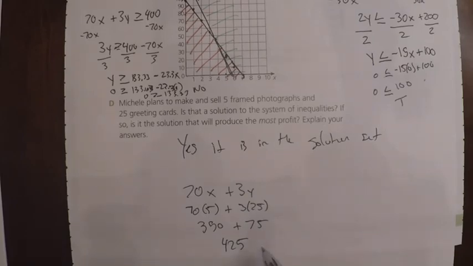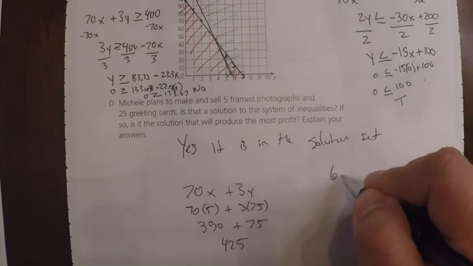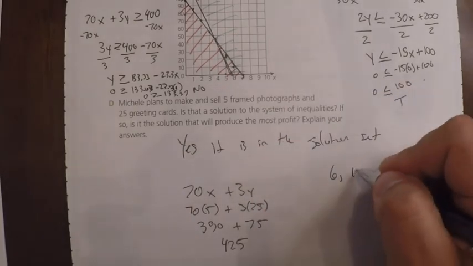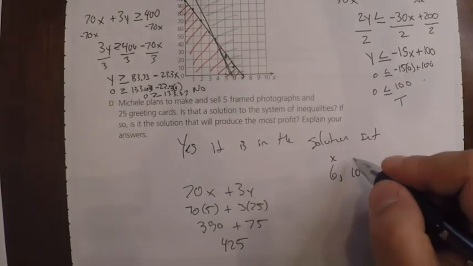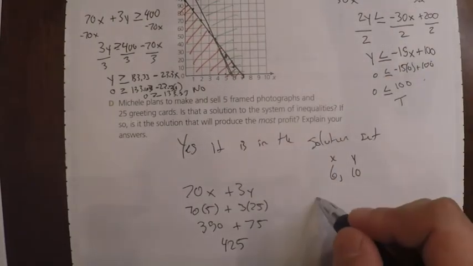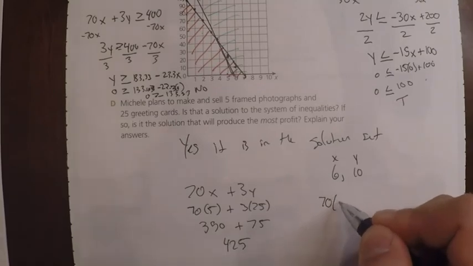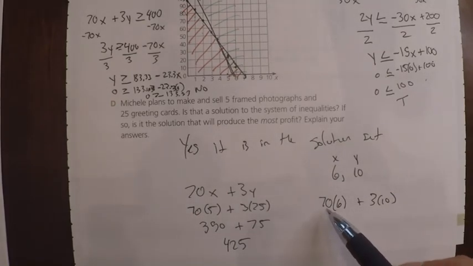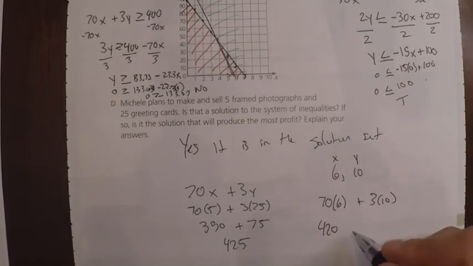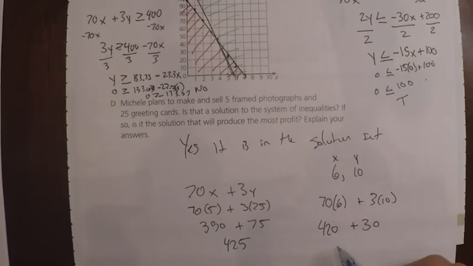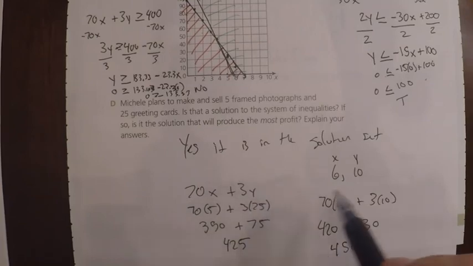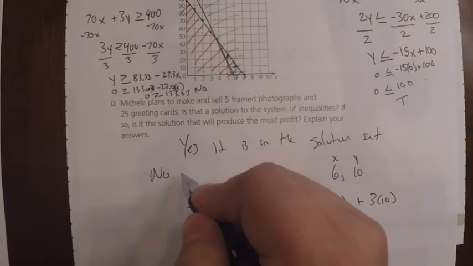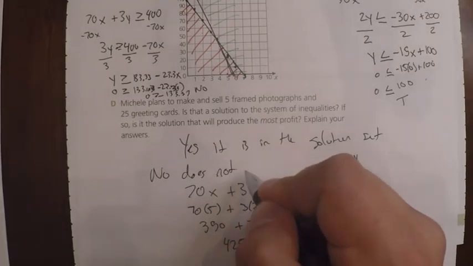If we want to take a look at one that might be worth a little bit more, if we take a look at the point 6 and 10, so that means that she sold 6 photographs and 10 greeting cards. So if we plug this into our equation here, so 70 times 6 plus 3 times 10, we'll see that she gets a higher profit because 70 times 6 is $420 plus 3 times 10 is 30, and the profit if she sold this solution would be $450, which would be more. So yes, it is in the solution set, but no, it does not produce the most profit.